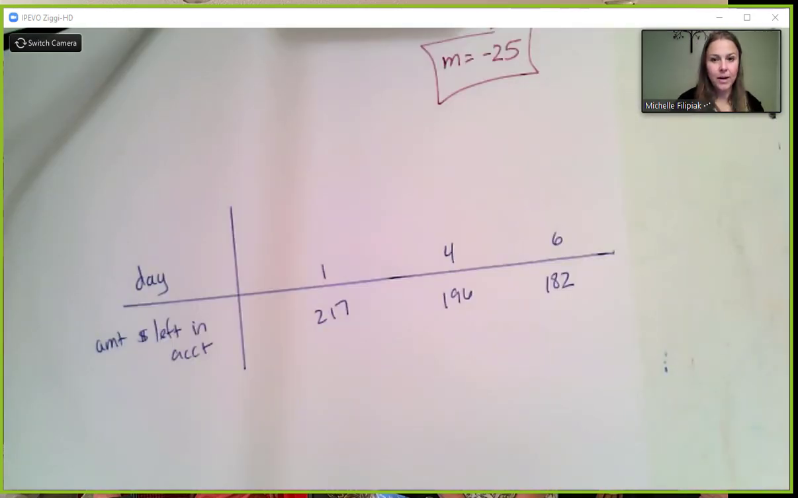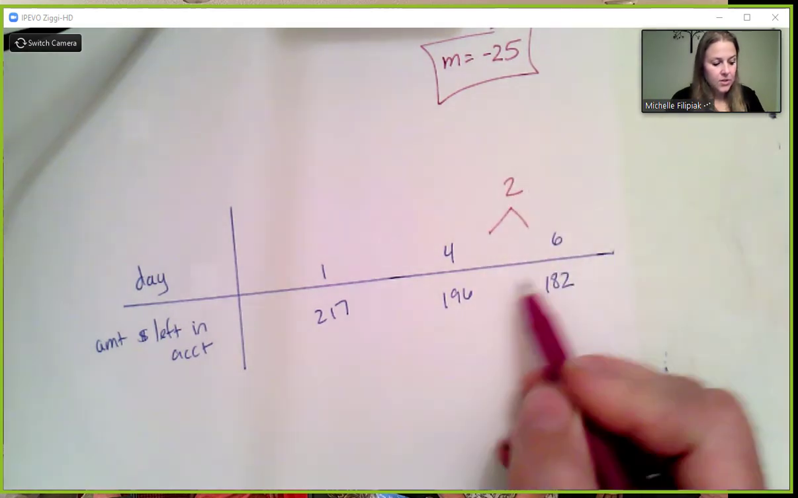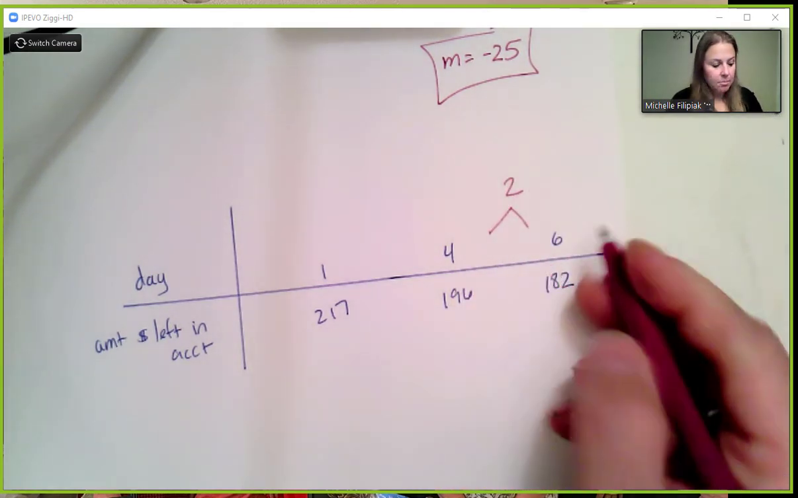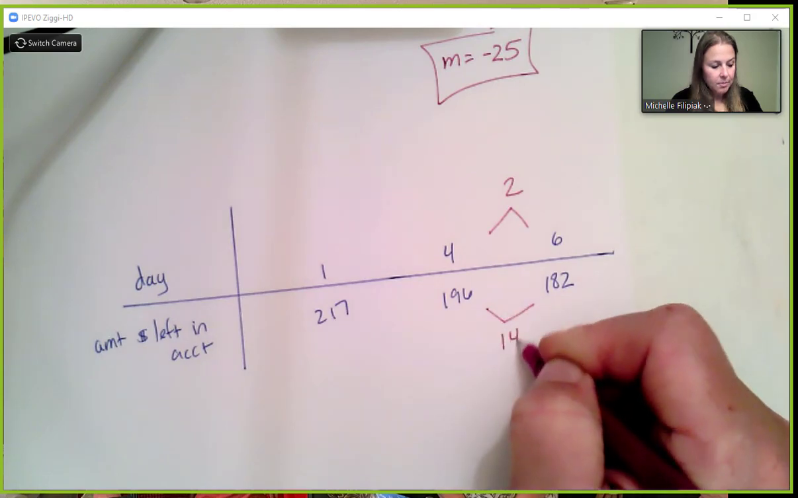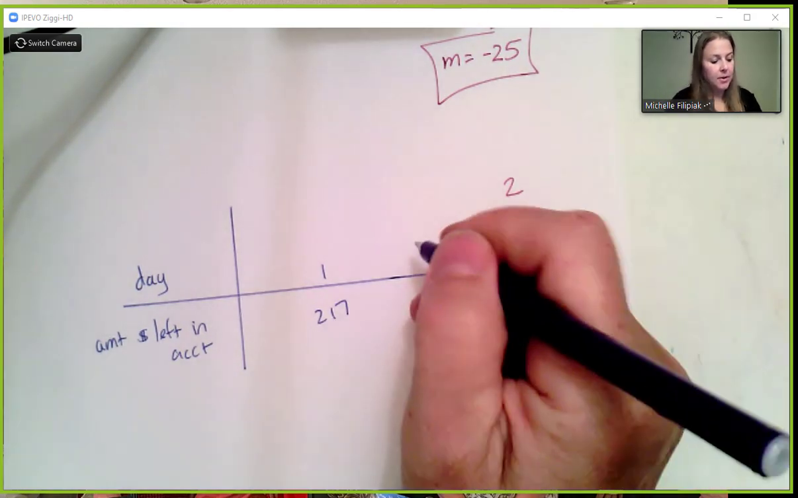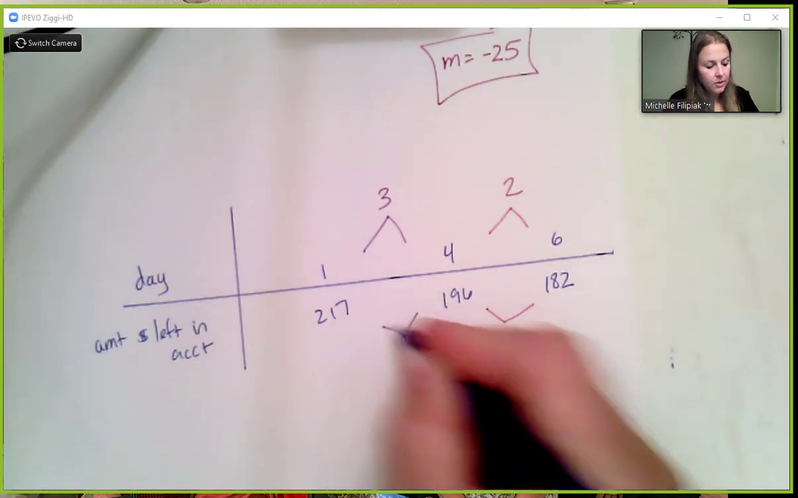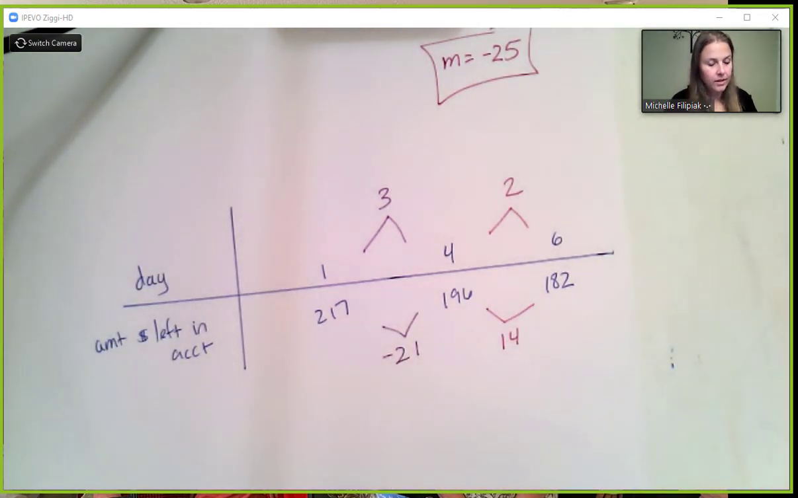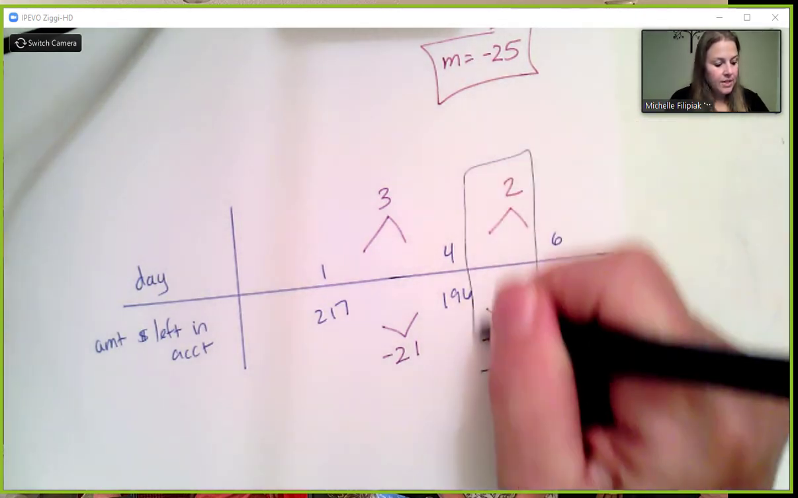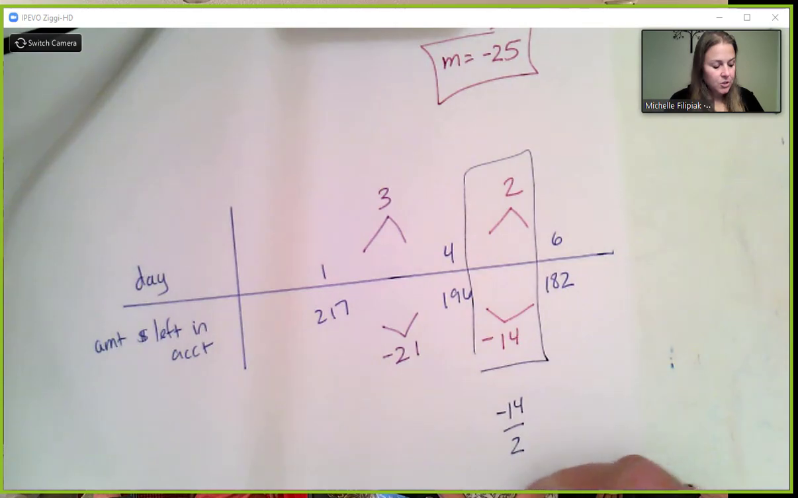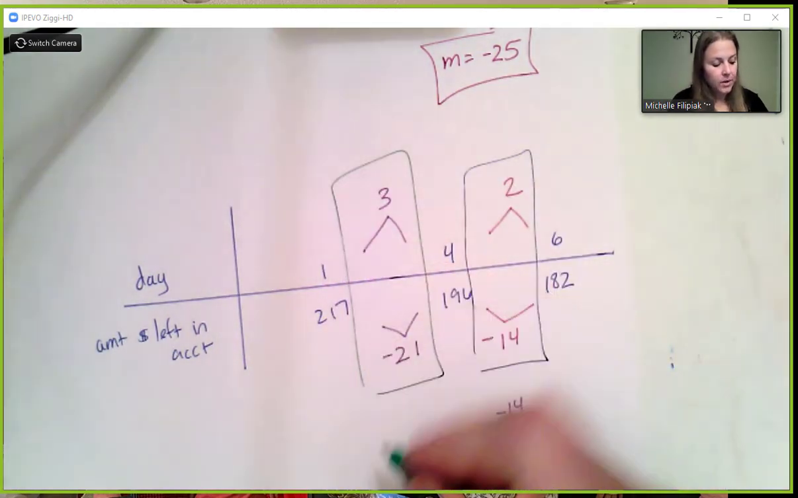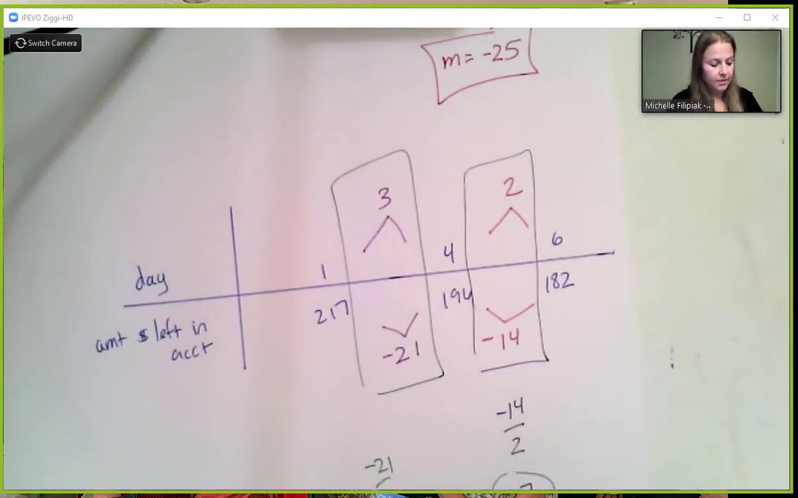All right, last problem. Go ahead and see if you can find the unit rate, the slope for this. Hit pause, and when you have it, hit play. So in this part, as x goes up by 2, y is going down by 14. In this part, as x is going up by 3, y is going down by 21. And I'm going to put a negative next to that 14. So the slope for this interval is negative 14 over 2, which is negative 7. And the slope for this interval is negative 21 over 3, which is also negative 7.